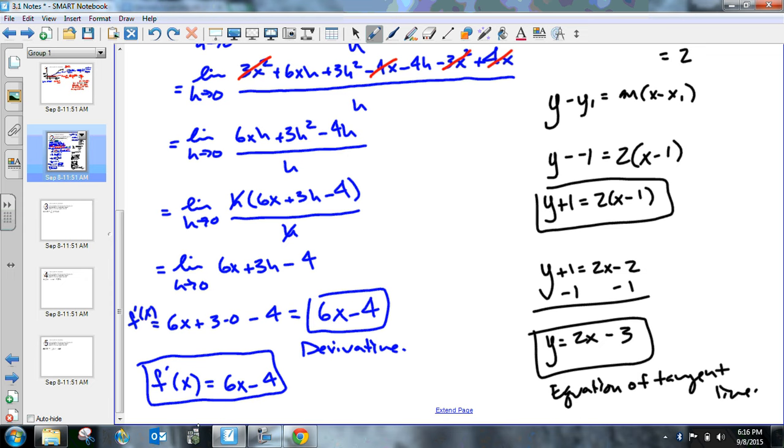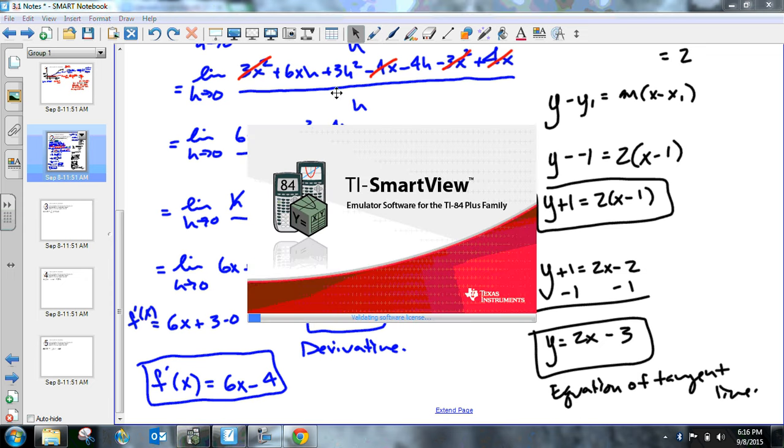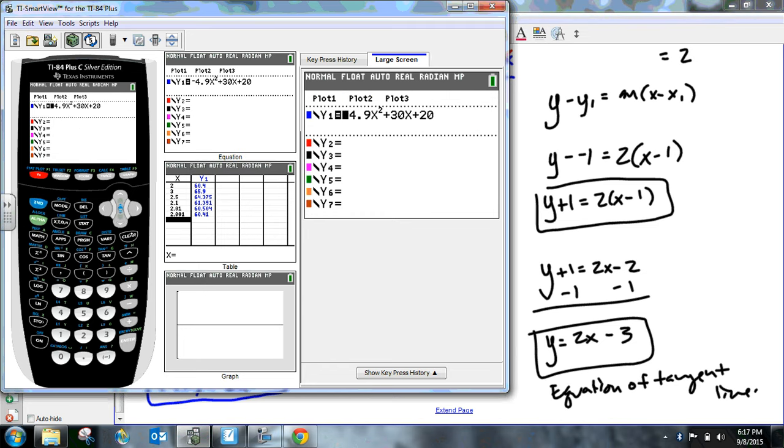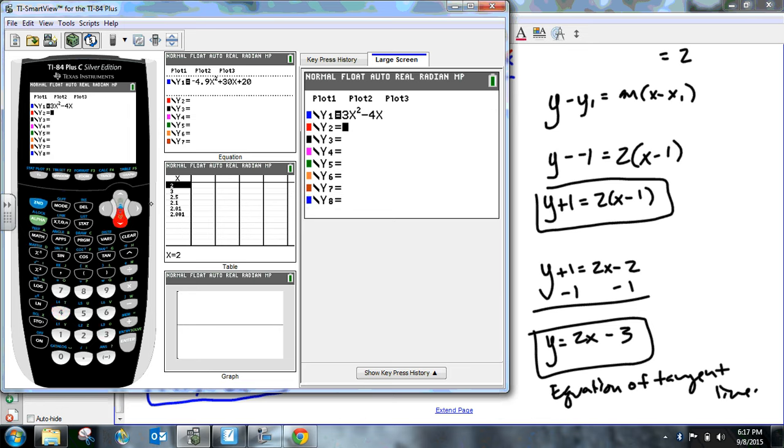All right, now what I want to do, let's just go ahead to our calculator, and I want to plug in both of those equations. Let's see what happens here. So I'm going to go to y equals, and I'm going to type in 3x squared minus 4x. And this is my original function, okay? And then I'm going to type in the equation of my tangent line, which is 2x minus 3.